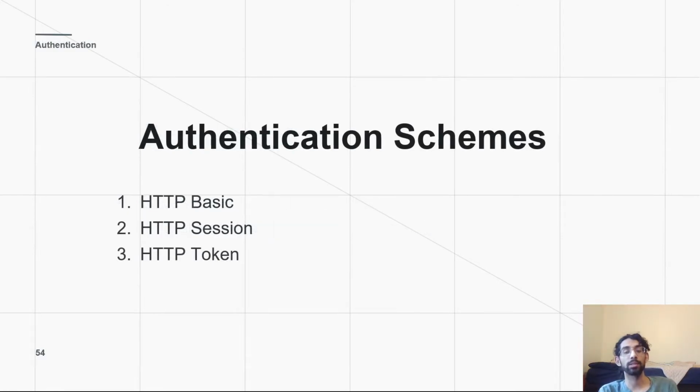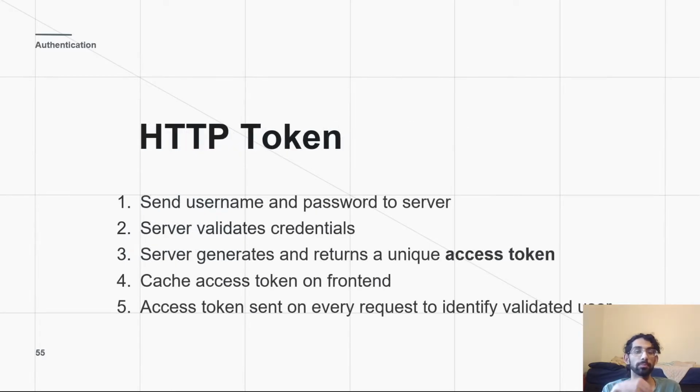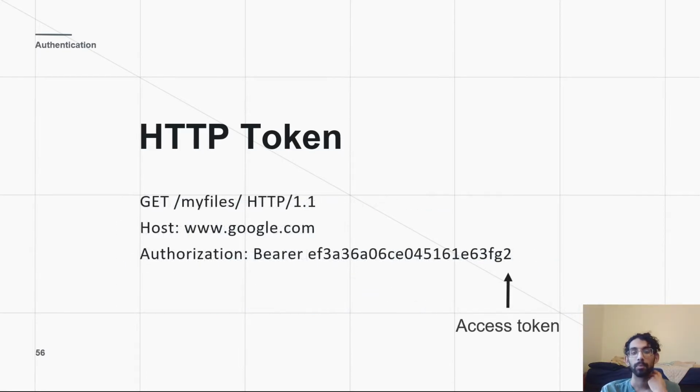The final one is the one we'll be teaching you in this course, which is HTTP token authentication. So with token authentication, like before, you send your username and password at the beginning. Then the server checks the credentials and validates them. Instead of sending a cookie, it'll send an access token, which the front end will cache, and the access token will be sent on every request to validate the user. But wait, this sounds almost identical to cookies, right? What's the difference? Well, let's get into that.